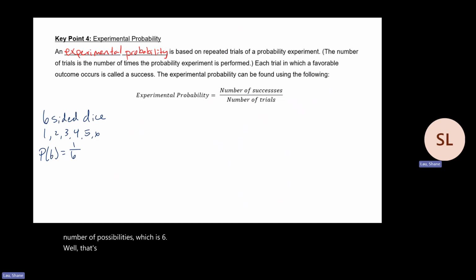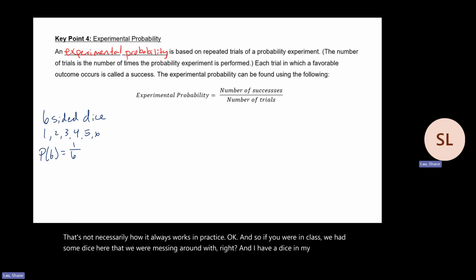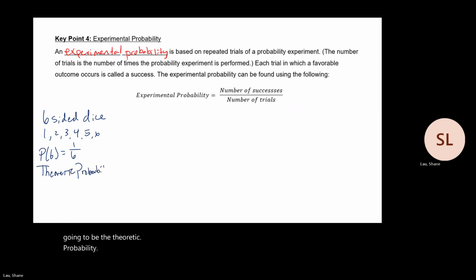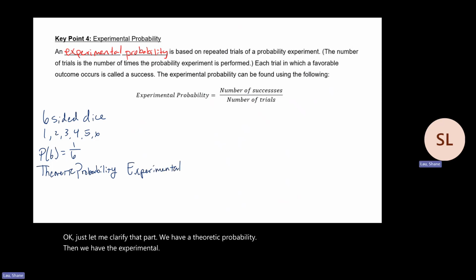Well, that's not necessarily how it always works in practice, okay? And so if you were in class, we had some dice here that we were messing around with, right? And I have a dice in my hand now. Let's say I'm looking at the experimental probability. Let me just clarify as well that this is going to be the theoretic probability. Then we have the experimental, where we have the equation up there, where it's the number of successes and then the number of trials, right?